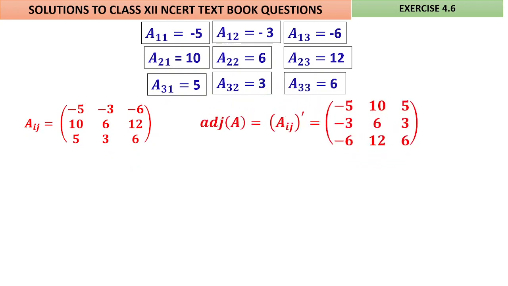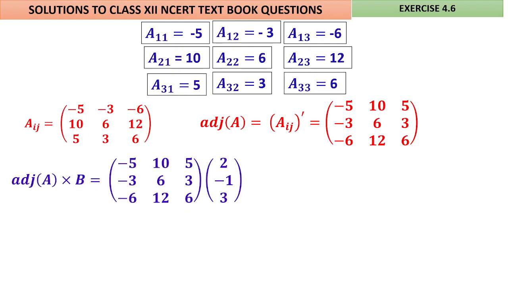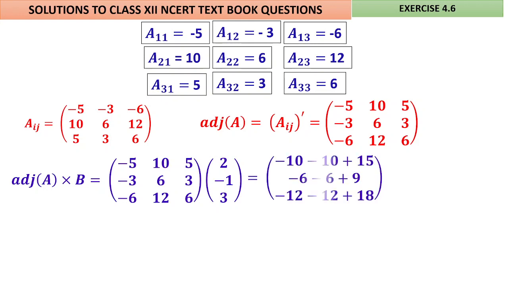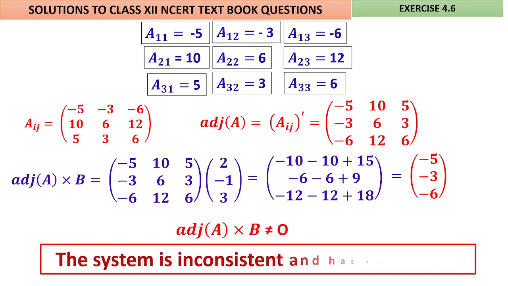Therefore, adjoint A is equal to the transpose of Aij. When I get the adjoint A, I am getting it as minus 5, 10, 5, minus 3, 6, 3 and minus 6, 12, 6. Therefore, when I multiply it with B, what am I getting? I am getting a non-zero matrix. If I get a non-zero matrix, what is the conclusion? The system is inconsistent and has no solution.